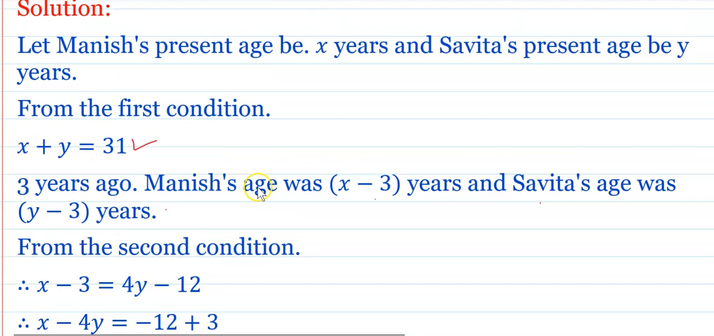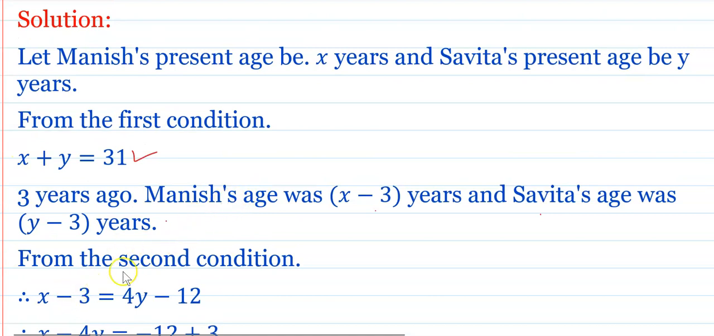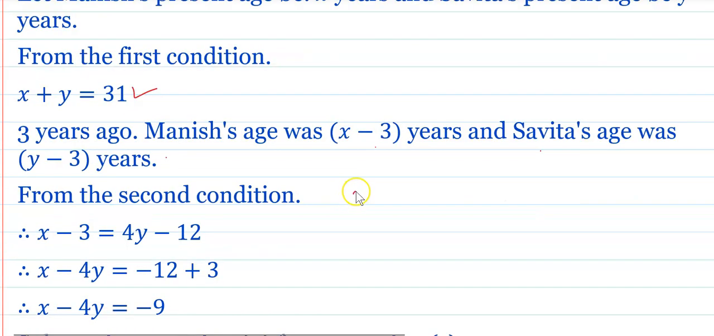And from the second condition, 3 years ago, Manish's age was 4 times Y minus 3. After simplification, you will get X minus 3 is equals to 4Y minus 12. Therefore, X minus 4Y is equals to minus 12 plus 3.